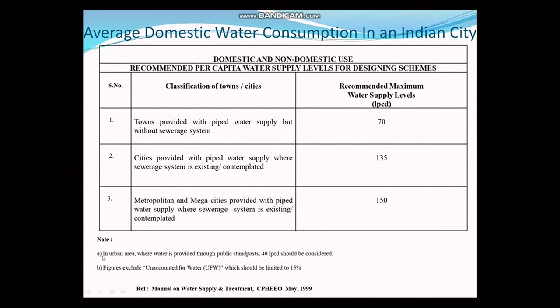A point to be noted is that in urban areas where water is provided through public stand posts, 40 LPCD should be considered as water supply. This information has been acquired from the Manual on Water Supply and Treatment, May 1919, as suggested by the Central Public Health and Environmental Engineering Organization, that is CPHEEO.